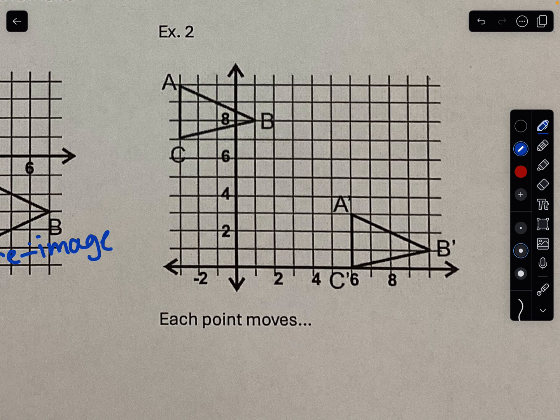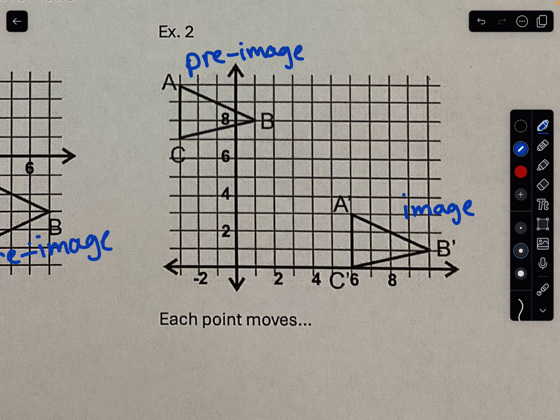All right, let's look at example 2. Who can tell me which one is the pre-image? Left or right? So the pre-image is here. My new image is here, and I know because they say A prime, B prime, C prime. Okay?